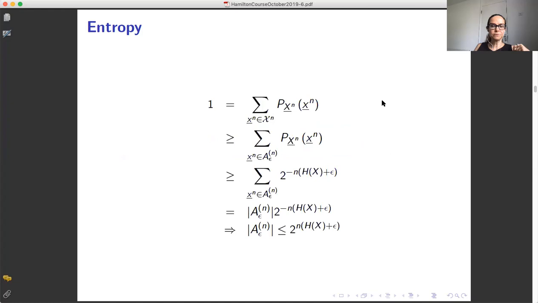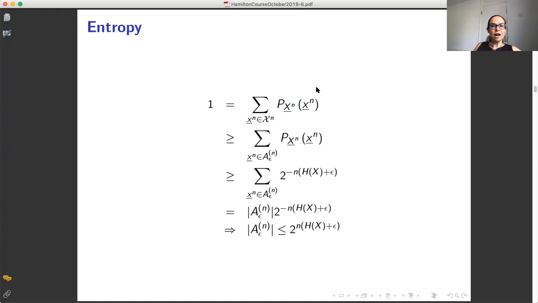Okay, so how can I use these properties that we've just derived to say something interesting? Particularly, I promised you at the beginning of this lecture something about some sort of approximate counting. So basically what I mean is I want to say something about the cardinality of this typical set. Remember that the notation we're using for cardinality is these straight lines. That's a standard notation for cardinality, okay?